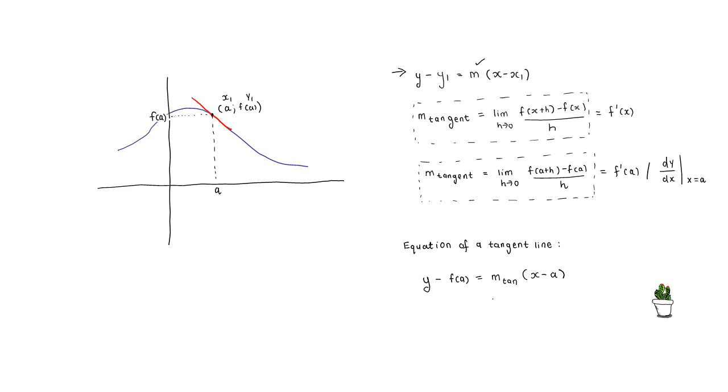But we can then make another substitution and say y minus f of a equals f prime at a. Remember that the gradient of the tangent line is equal to the derivative at that point. So f prime of a into x minus a. And this then becomes the general form of the equation of a tangent line to a curve.